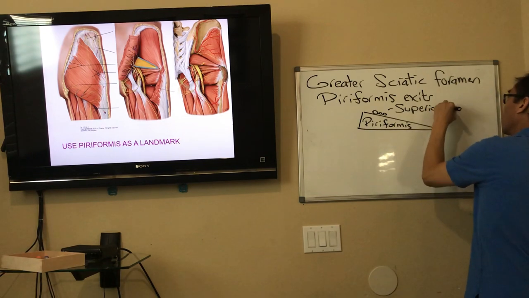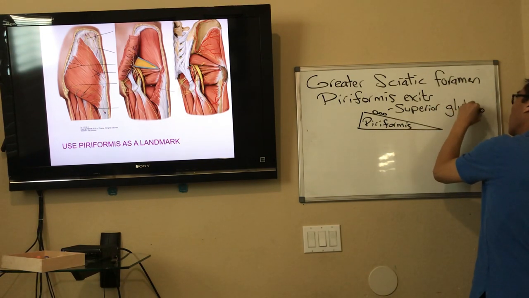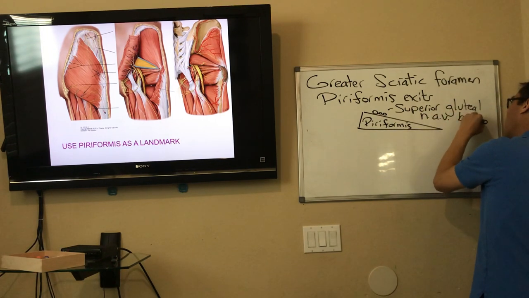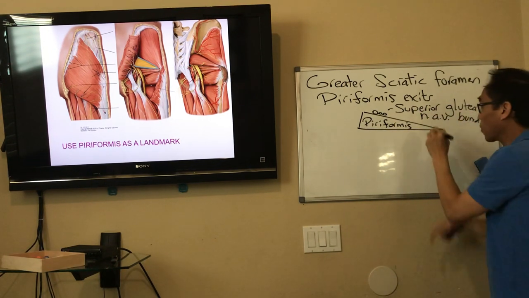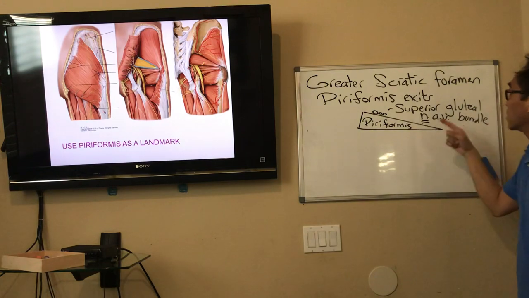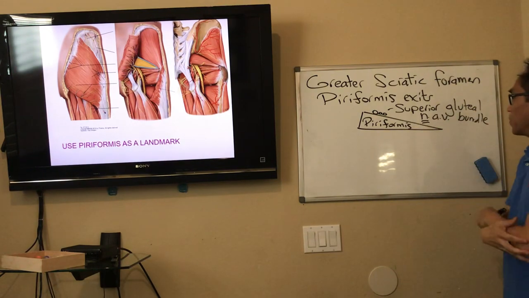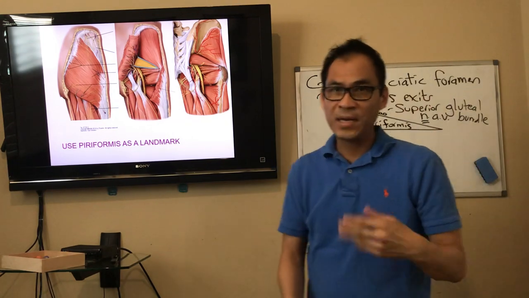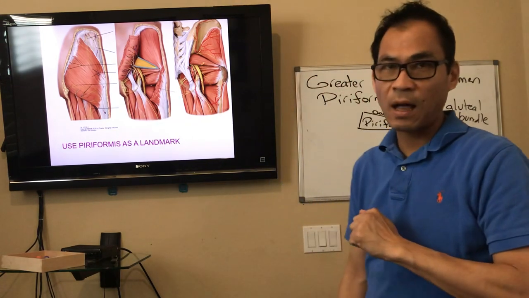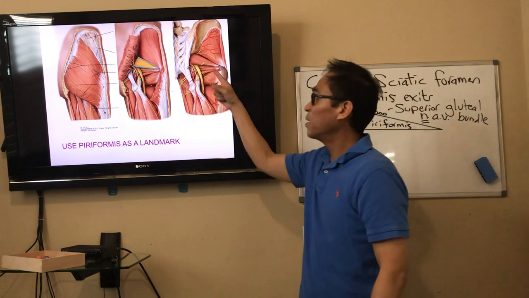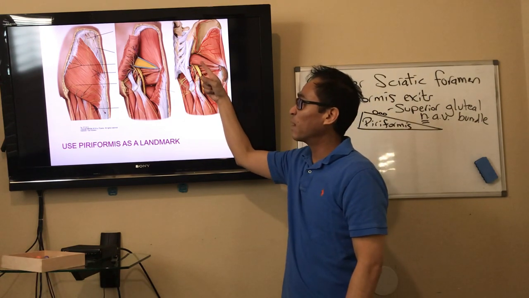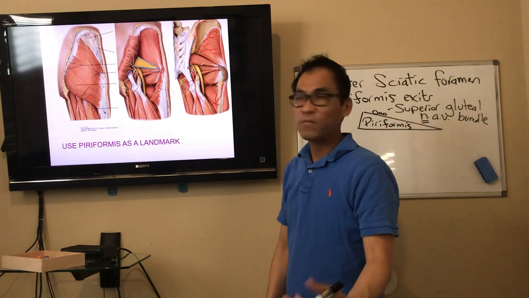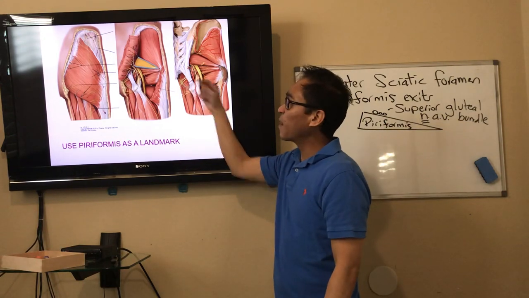Superior gluteal NAV bundle. Okay, but the nerve is what we're talking about, because the superior gluteal nerve innervates those three muscles: the gluteus medius, minimus, and the tensor fasciae latae. I just wanted to give you a picture there. It's exiting superior to the piriformis, hence the name, superior gluteal nerve. So this nerve bundle right there.